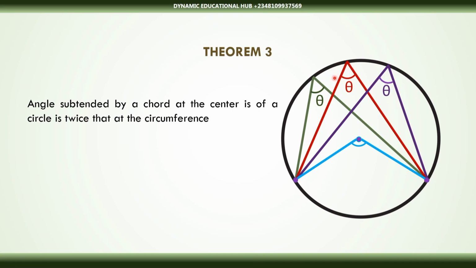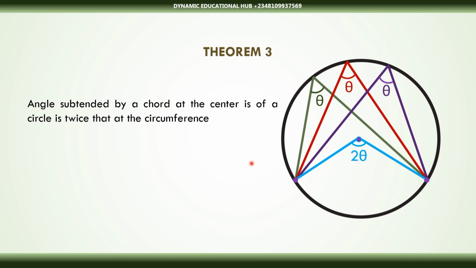Now if those same points happen to form an angle at the center, at the middle of your circle, the angle that is formed at the circumference and the angle at the center have a relationship. And what is that relationship? 2 times the angle at the circumference. So the angle at the center will be twice the one at the circumference. That is what this theorem is saying.